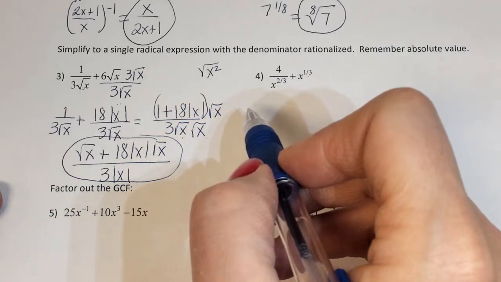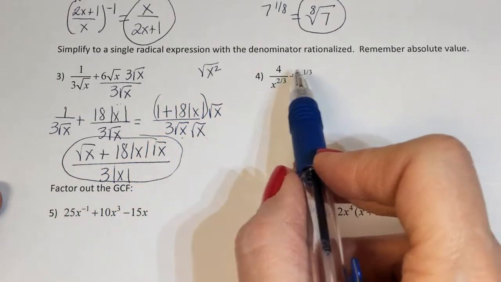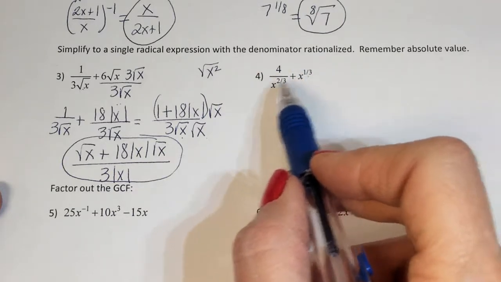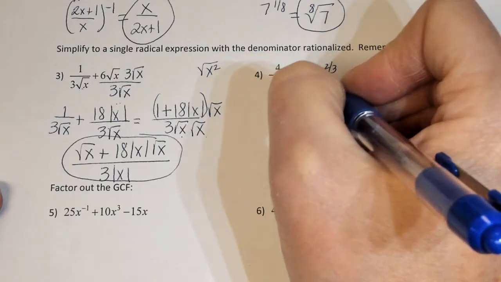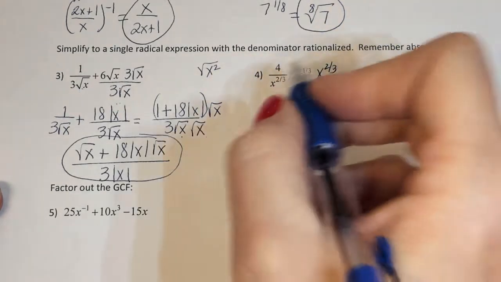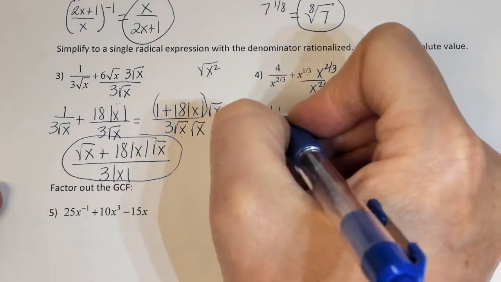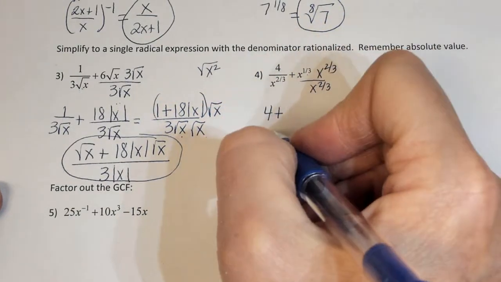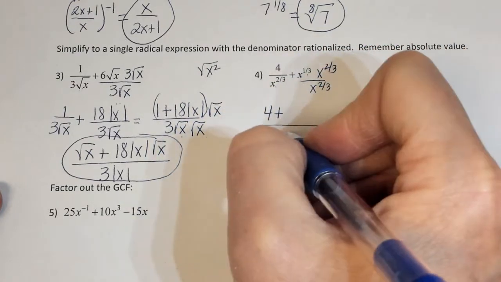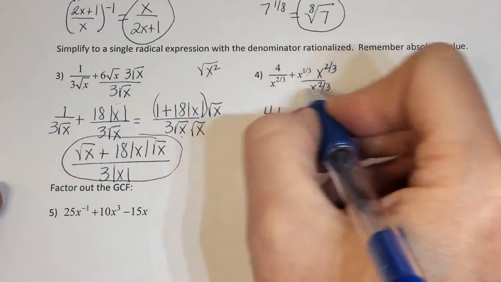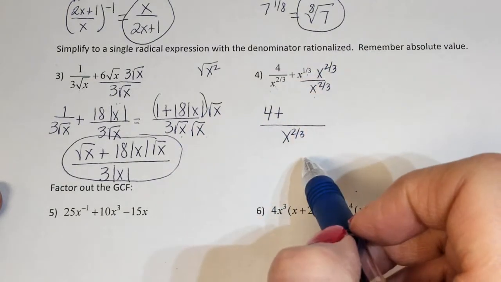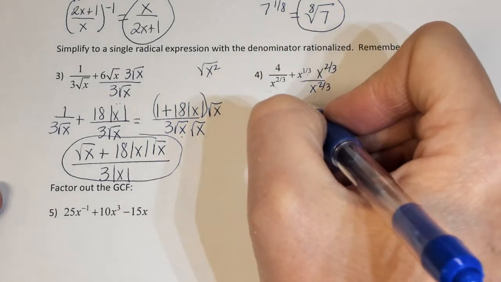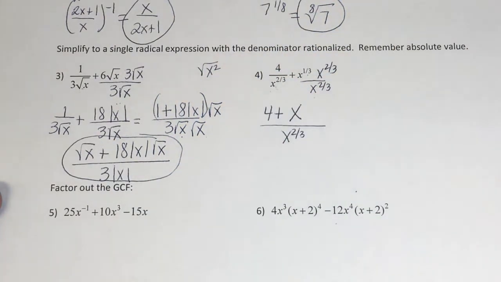Anybody else? All right, so in this problem, I'm trying to get it to a single expression, so I want a common denominator. So I'm going to have to multiply by x to the 2/3 over x to the 2/3. That's going to give me 4 plus, I'm going to have a common denominator now, so it's all going to be over x to the 2/3. What's x to the 1/3 times x to the 2/3? Just x, isn't it? Because I have like bases, I add the exponents, 3/3 is just 1.